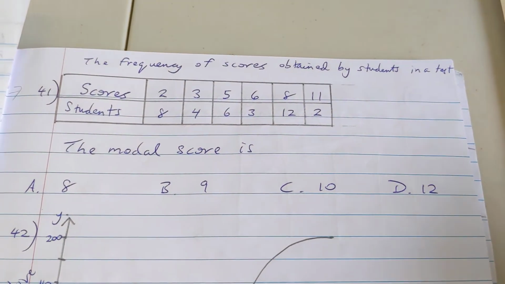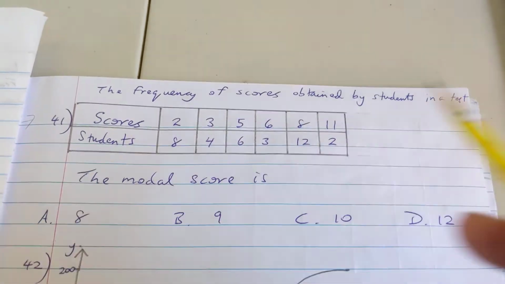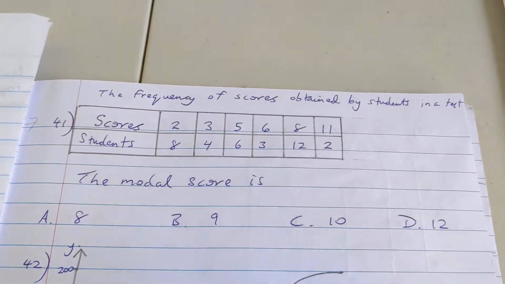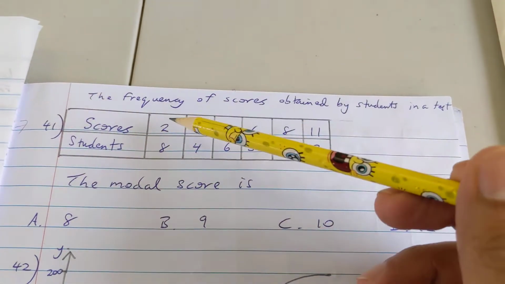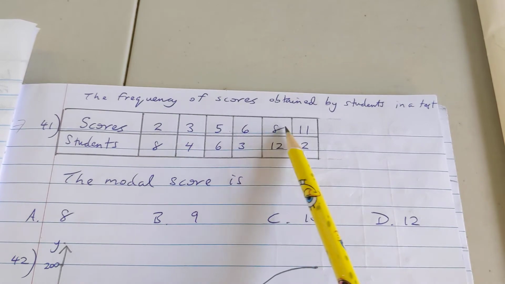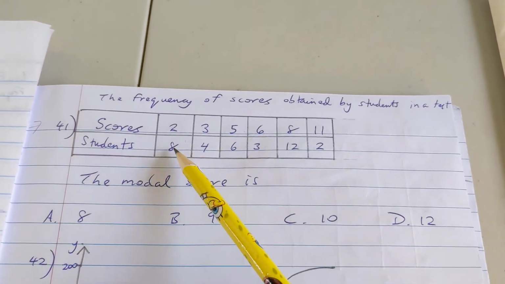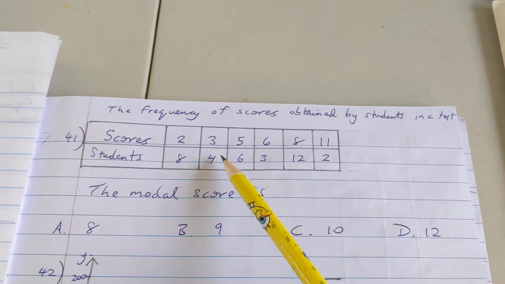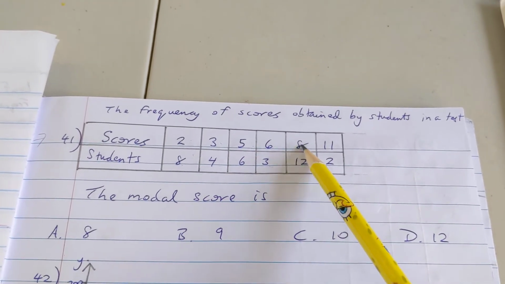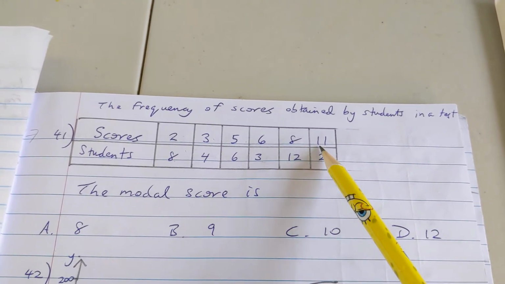The frequency of scores obtained by students in a test, and they have the small frequency table here. We will go into frequency tables in detail in the next section. So what this means is these are the scores that the different students would have gotten: 2, 3, 5, 6, 8, 11. 8 students scored 2, 4 students scored 3, 6 students scored 5, 3 students scored 6, 12 students scored 8, 2 students scored 11.